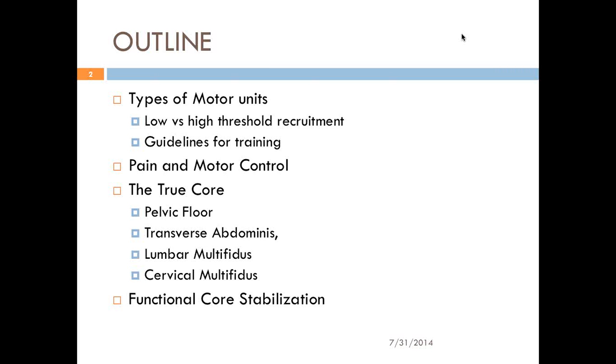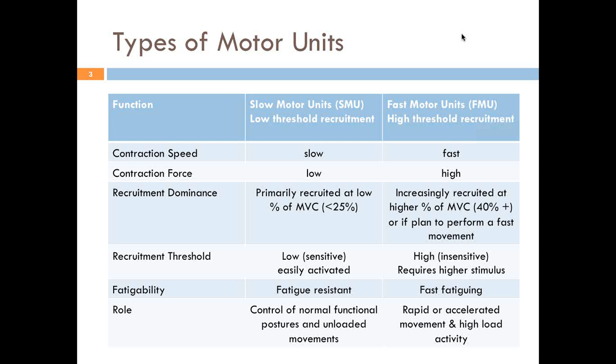Thanks, Ellie. Then we'll talk a little bit about pain and motor control, and then we'll go through some anatomy of the different parts of the core and how we can integrate that into practice for gaining some true value when we're treating our patients. So first we'll just talk briefly about types of motor units. There are basically two types of motor units. We have the slow twitch and the fast twitch motor units.